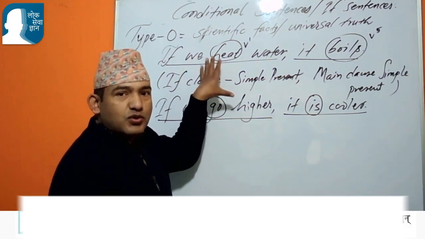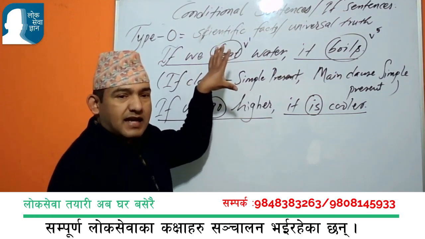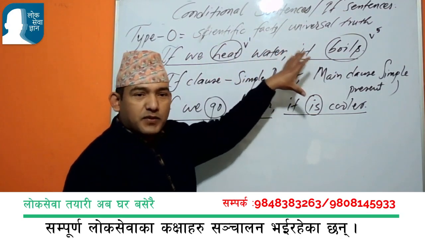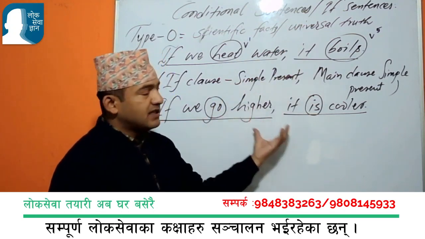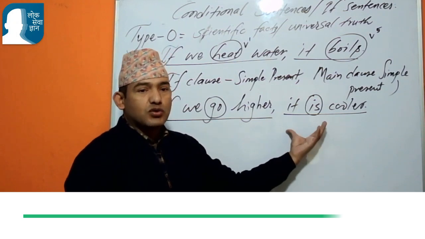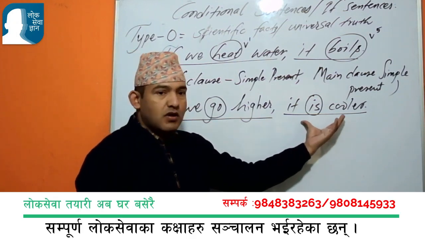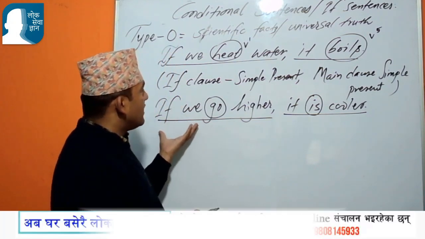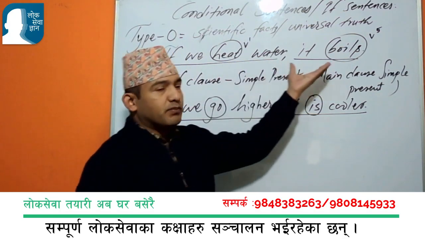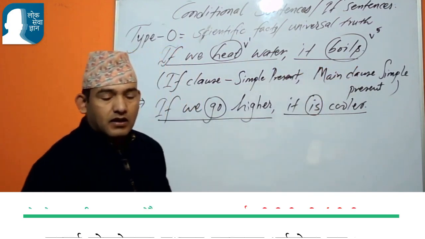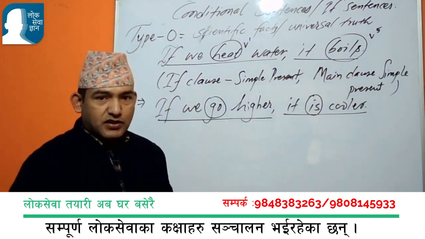Such sentences which focus on scientific facts and universal truths, giving that meaning, we call zero type conditional sentence. So we can see one example. If we go higher, it is colder, or if we heat water, it boils. So this is zero type conditional sentence.